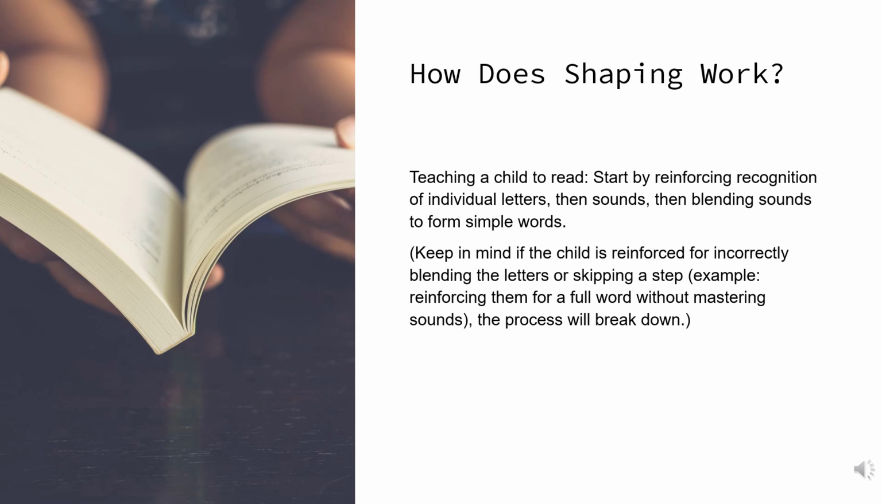So how does shaping actually work? The key is that you reinforce small, incremental steps toward the final behavior. For example, if you were teaching a child to read, you would start by reinforcing them to recognize individual letters, then to correctly sound out letters, and finally be able to blend those sounds into full words. Each step is reinforced, getting closer to the target behavior, which would be reading words fluently. But keep in mind, if the child is reinforced for incorrectly blending the letters or skipping a step, the process will be broken down.